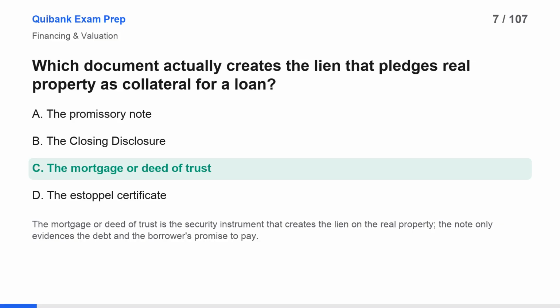The answer is C. The mortgage or deed of trust. The mortgage or deed of trust is the security instrument that creates the lien on the real property. The note only evidences the debt and the borrower's promise to pay.